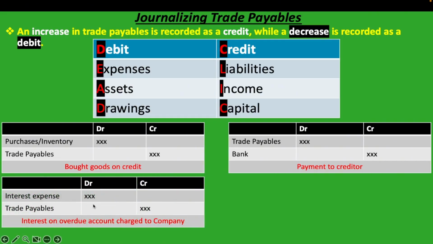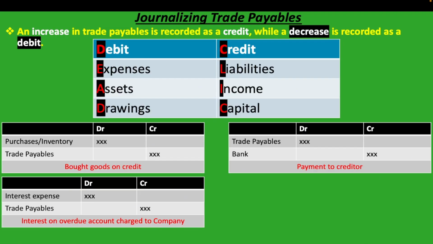So here's how it's going to look. You credit your trade payables, as I've mentioned, but you debit interest expense because they've just charged you interest for not paying them on time. And you can see here the narration, interest on overdue account charged to company. And so why are we debiting interest expense? Well, because interest expense is an expense account and it increases on the debit side. As you can see here, we debit expenses.